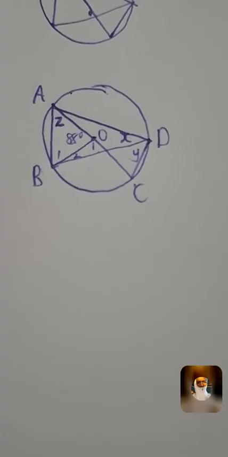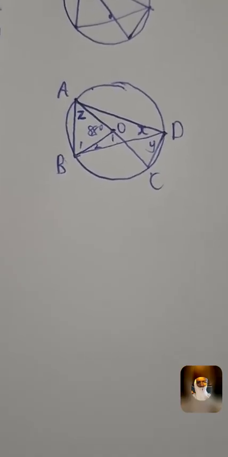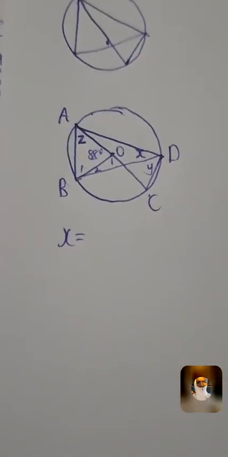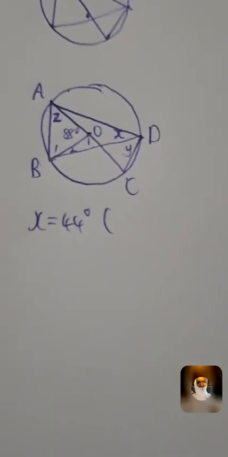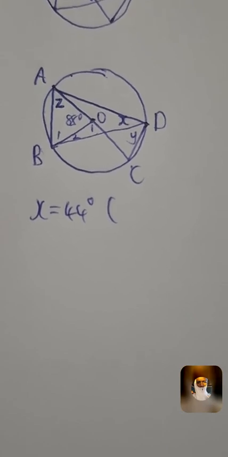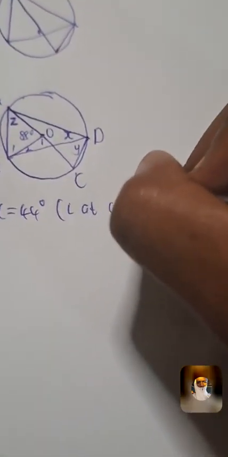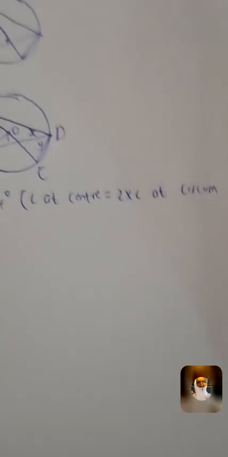Okay, I think X is 44. Really? Yeah, according to me. The way I see it, X is equal to 44. Reason, my leader. I don't know if I'm correct, but let me try. Please try. Trying is fine. So, angle at the center is twice angle at the circumference. Is it correct? Yeah, angle at center is equal to 2 times angle at circumference. I like what you said there.